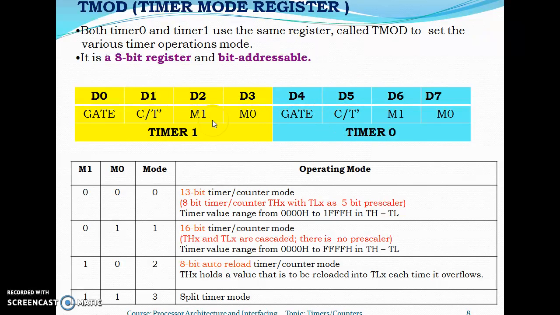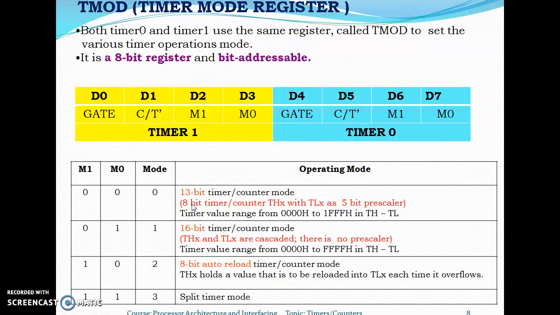Now let us consider M1 and M0 of this TMOD register. These two bits indicate which mode the timer is operating in. We have 4 operating modes. For 00, it is mode 0, the 13-bit timer/counter mode. For 01, it is mode 1, the 16-bit timer/counter mode. For 10, it is mode 2, which is the 8-bit auto reload mode. And for 11, it is mode 3, the split timer mode.